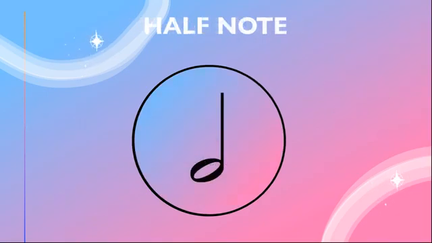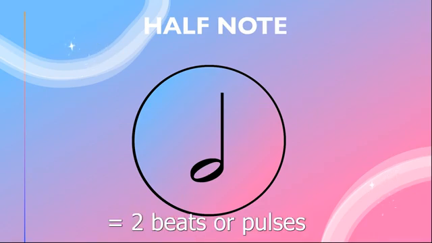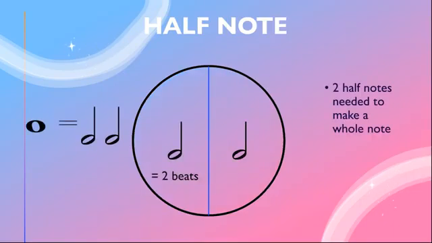The next note on our list is the half note. This symbol in appearance is similar to the whole note, except it has a stem attached to it. And like its name implies, a half note is half the duration or length of a whole note, so it gets 2 beats or pulses. Now our pie is divided into 2 pieces. We now need 2 half notes to complete a whole note.